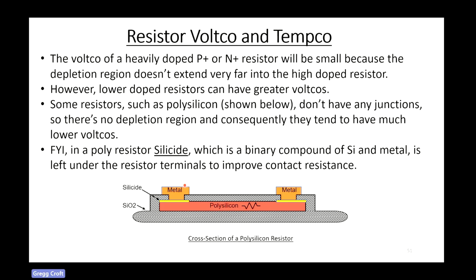And FYI, I just drew this polysilicon resistor. I put some silicide under the metal contacts. Just for those of you that have never seen what silicide is before, it's a binary compound formed between silicon and metal, and it's usually left under the contacts to improve the contact resistance. So if you hear the term silicide, you know what it is now. It's a binary compound of silicon and metal.